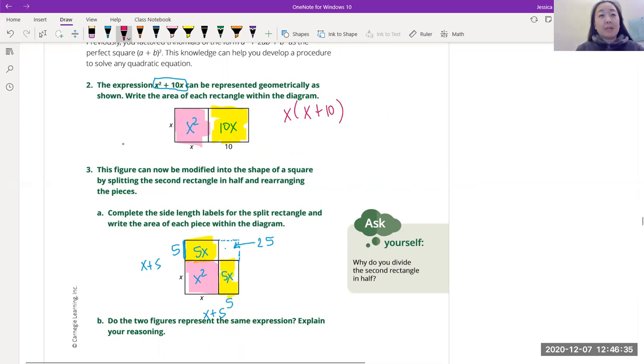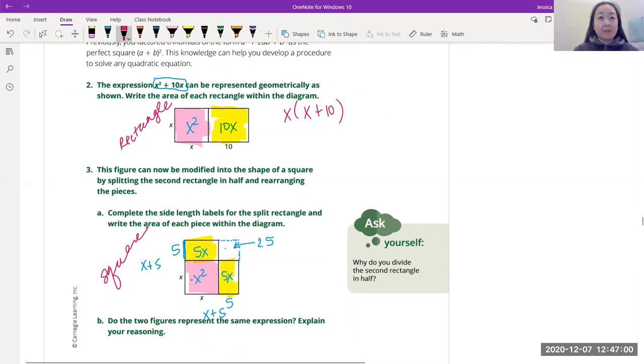Okay. And then the next part right here, this is a rectangle right now, right? But the thing that we want to do is change this into a square. So how do we do that? We're going to take this 10x and split it up. If you notice, these two are also yellow, right? So we're going to split it exactly in half so that it's 5x here and 5x there. The reason we do that is so that we can have equal lengths to make a square, right?